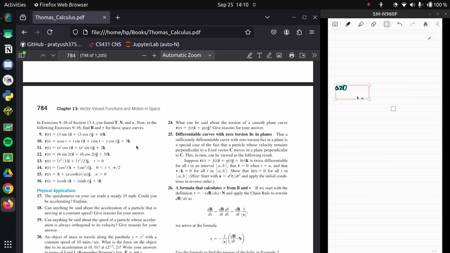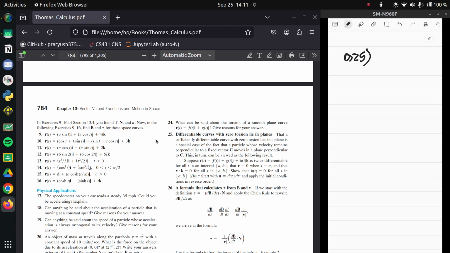Question 24, that was easy. So to question number 25. Differentiable curves with 0 torsion lie in planes. Okay, so that is a sufficiently differentiable curve with 0 torsion. What do you mean sufficiently differentiable? What does that even mean? Lying in a plane is a special case of the fact that a particle whose velocity remains perpendicular to a fixed vector moves in a plane perpendicular to c. A particle whose velocity remains perpendicular to a fixed vector, okay, moves in a plane perpendicular to c.